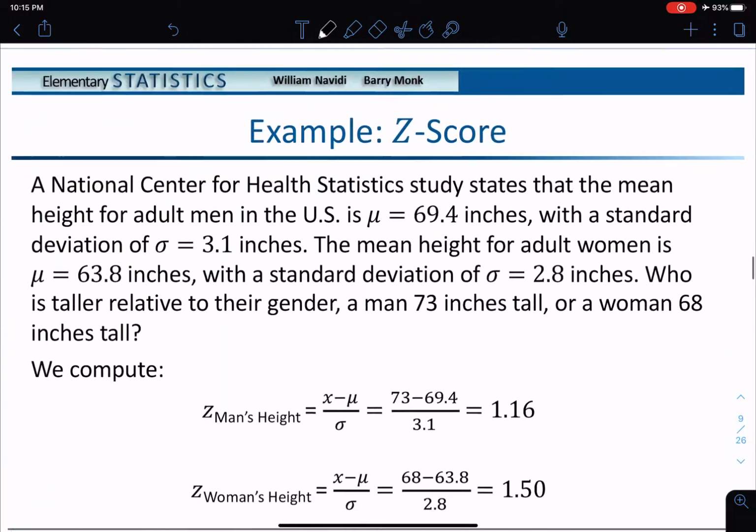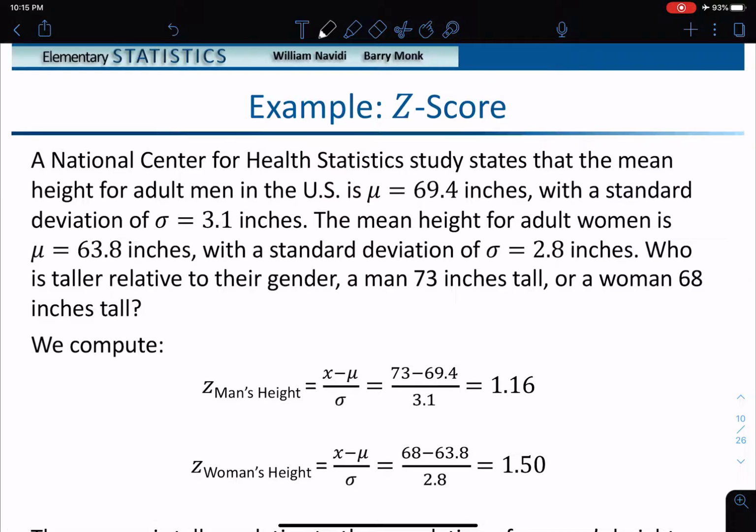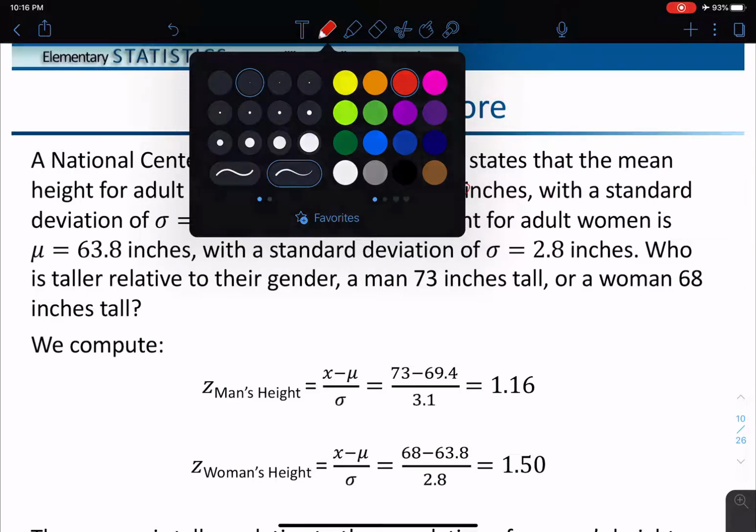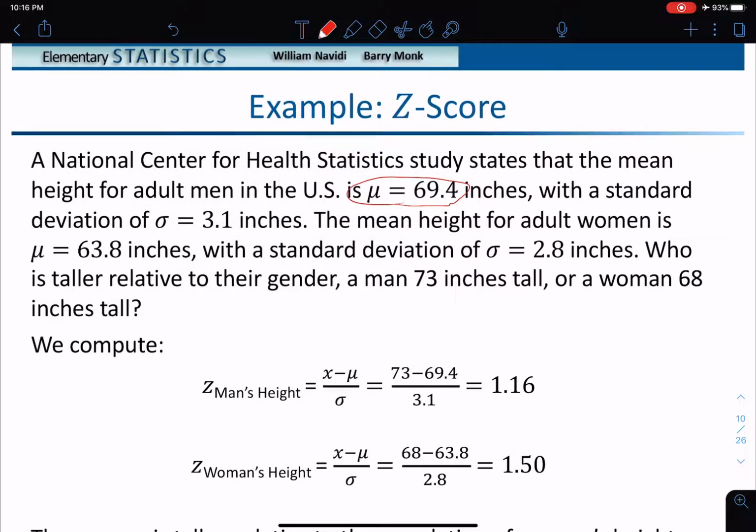But let's answer this question. A National Center for Health Statistics study states that height for adult men in the U.S. has a mean of 69.4 inches. Okay, so this is for the men. Let's use red. With a standard deviation of 3.1 inches.